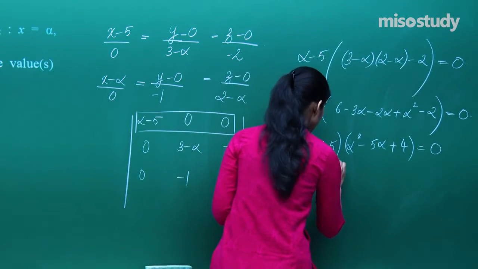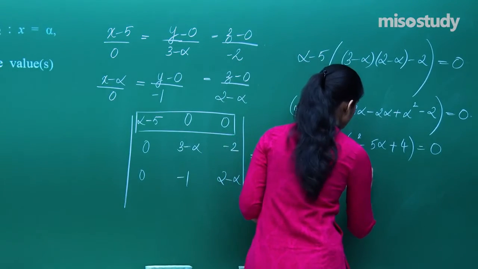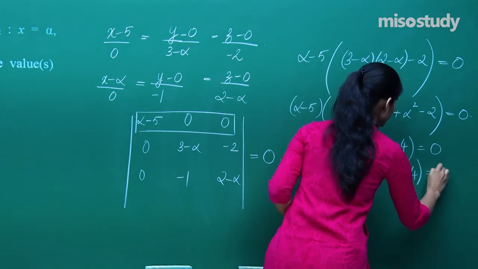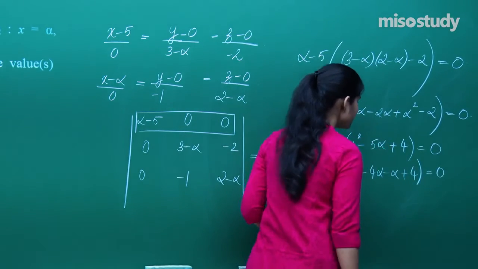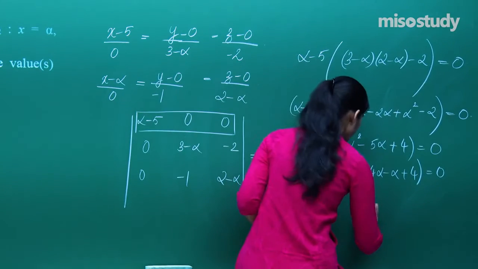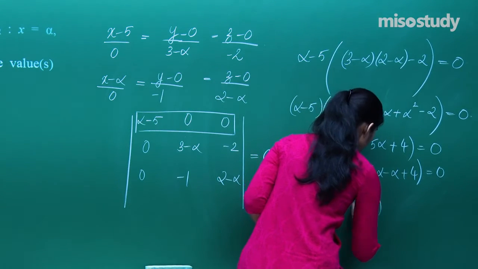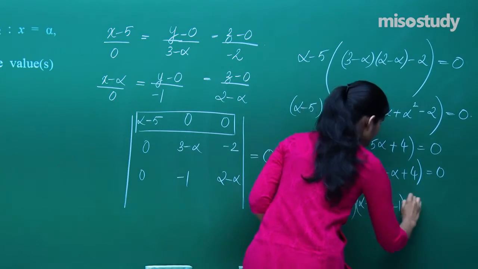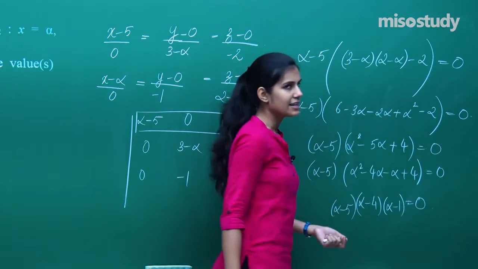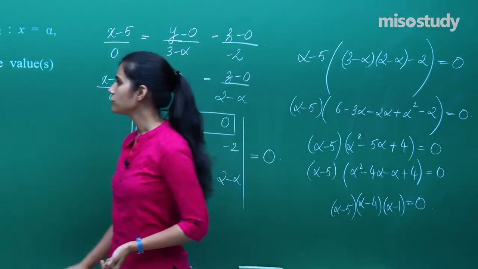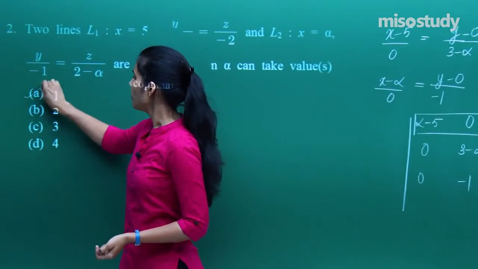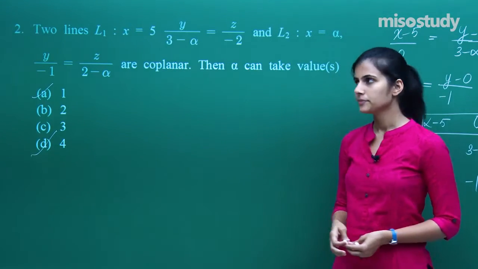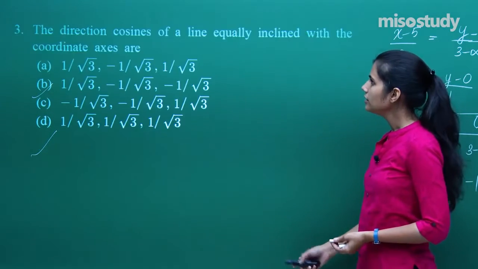You can just split the middle term. What do you get? This is alpha square minus 4 alpha minus alpha plus 4 equals 0. So, you get alpha, alpha minus 4 minus 1, alpha minus 4. So, alpha minus 4, alpha minus 1, alpha minus 5. So, alpha can take values 1, 4 and 5. Out of that, I just have in options 1 and 4. So, these are the two correct options that alpha can take out of the available ones.